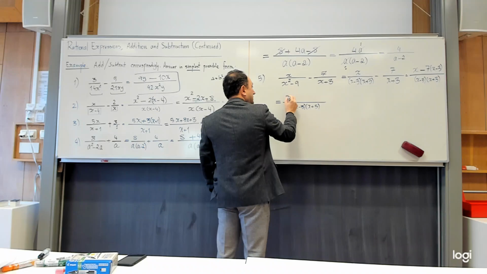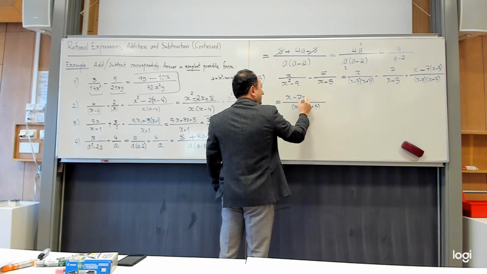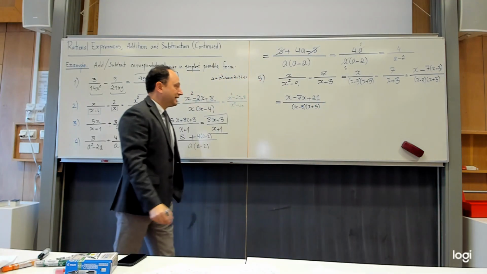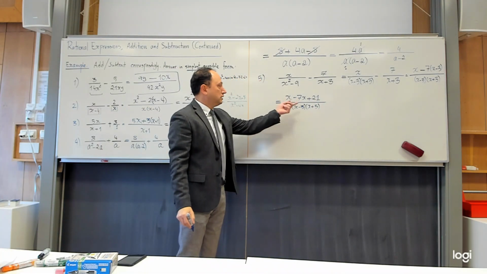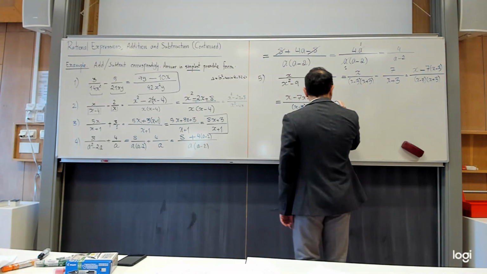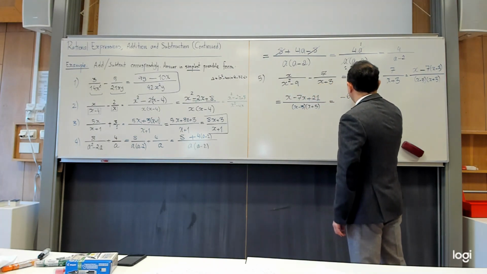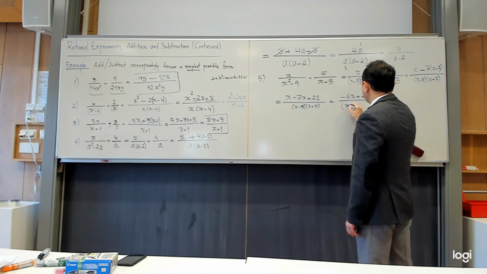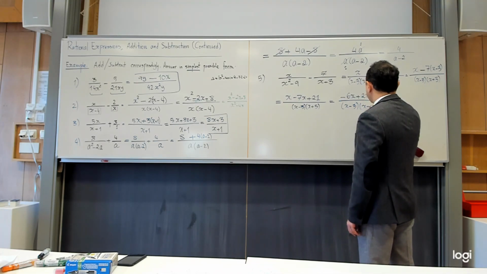Okay, I multiply 7 inside. It becomes minus 7x plus 21. I'm not allowed to stop here because I can see that the numerator can be simplified more. So it becomes minus 6x plus 21 and then divided by x minus 3, x plus 3. Yes?